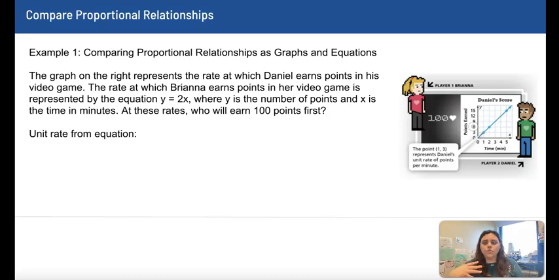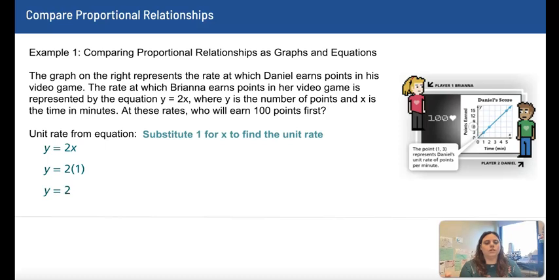So we can find the unit rate for each of these by finding out how much Daniel and Brianna get in 1 minute. And the one who's getting more points in 1 minute is going to reach 100 points first. So we're going to substitute 1 in for x in order to find the unit rate. Right now we're looking at the equation. So instead of y equals 2x, we will substitute in 1. 2 times 1 is simply 2. This means that she is earning 2 points for every minute she is playing. 2 points per minute.